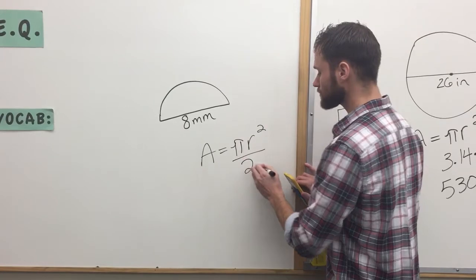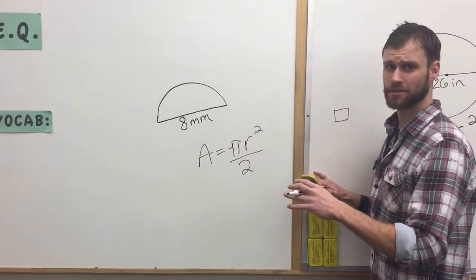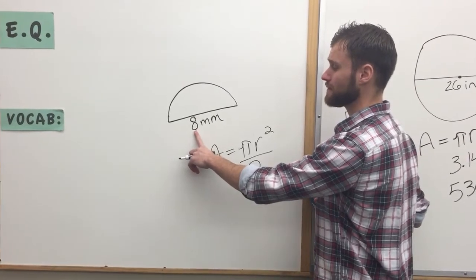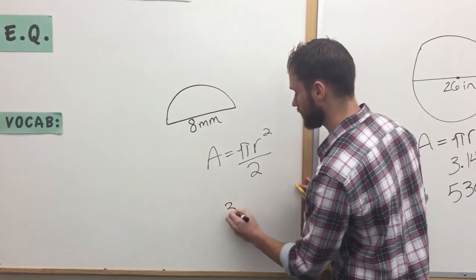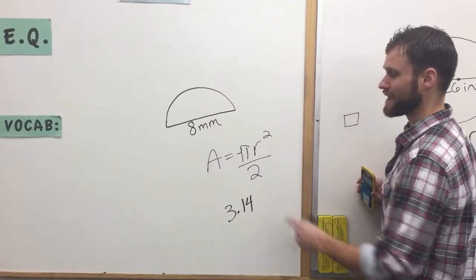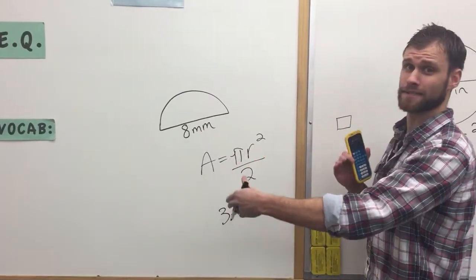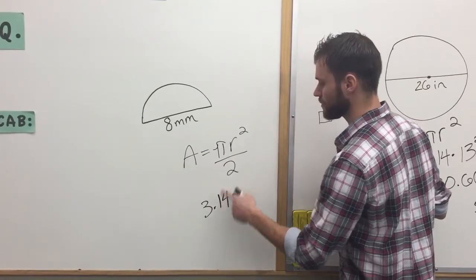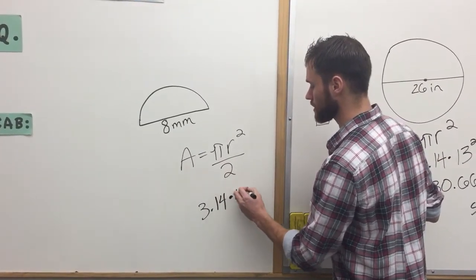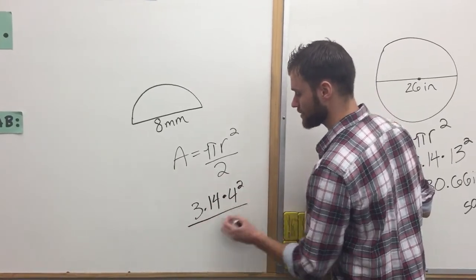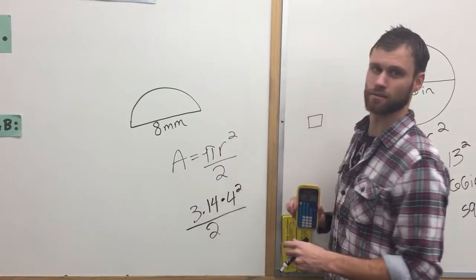Now, from all of the information that was previously discussed, since this is not a multiple of 7, I'm going to use 3.14 for pi times the radius squared. That is a diameter, so I have to divide it by 2, which would be 4. So it's going to be 3.14 for pi times 4 squared, and then all of that has to be divided by 2 since this is just a semicircle, it's not a whole circle.